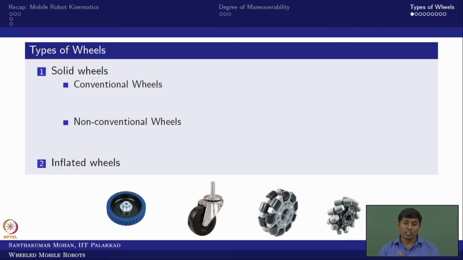One is conventional, the other one is non-conventional. The non-conventional wheel was brought by a Swiss company, so we call it the Swiss wheel. But there is no clear-cut definition. It is called the Swiss wheel because of the Swiss company coming into the picture. But what one can see is that there are wheels that come with passive rollers. So that is what is important.